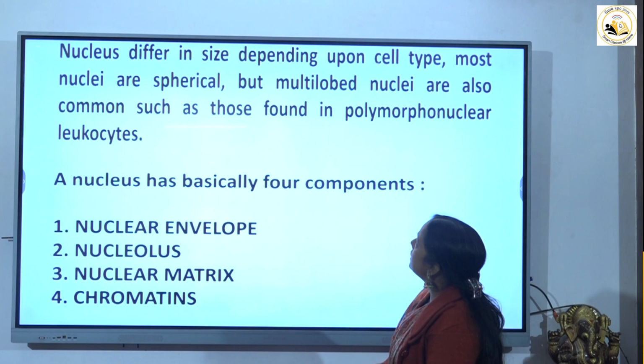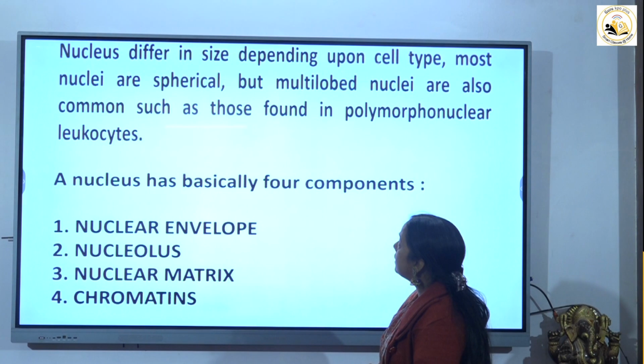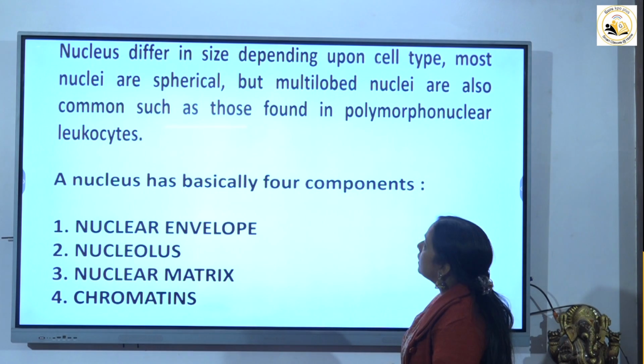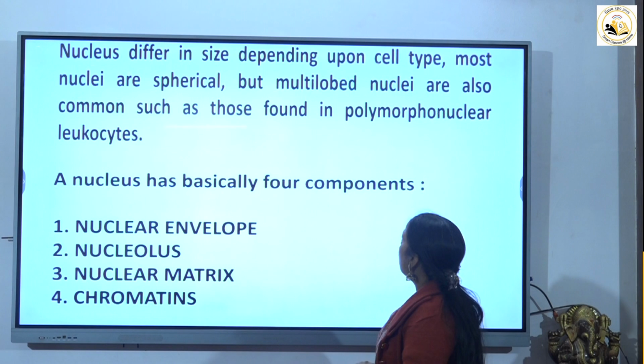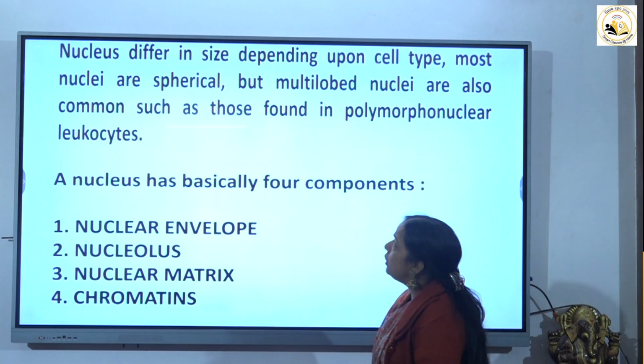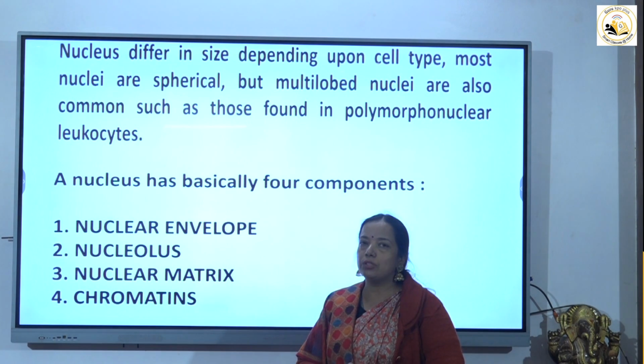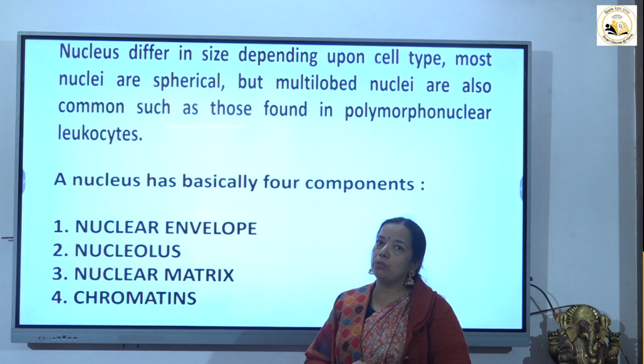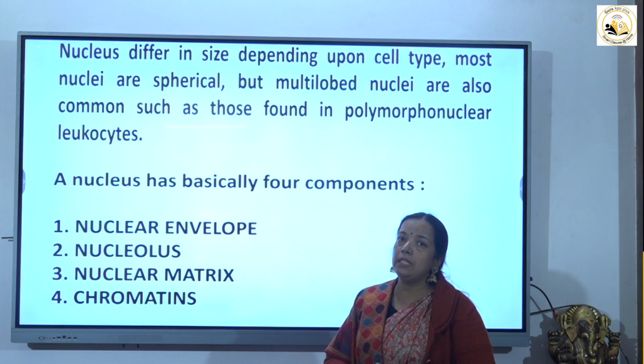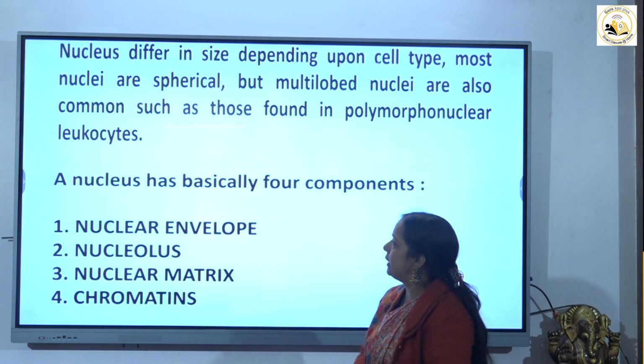Now, the nucleus differs in size depending upon the cell type. Most nuclei are spherical, but multilobed nuclei are also common, such as those found in polymorphonuclear leukocytes.